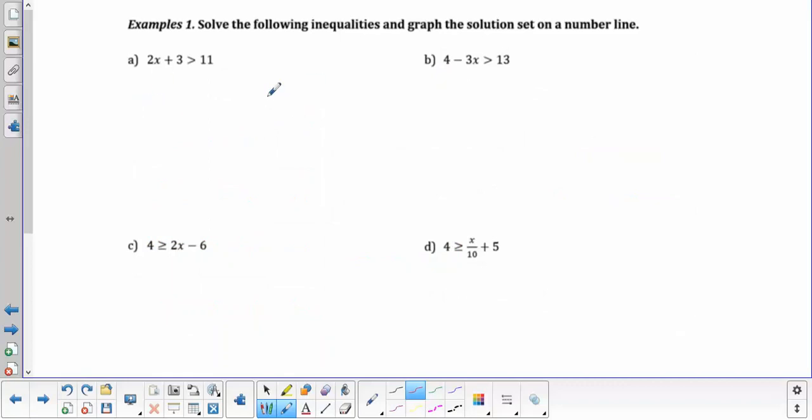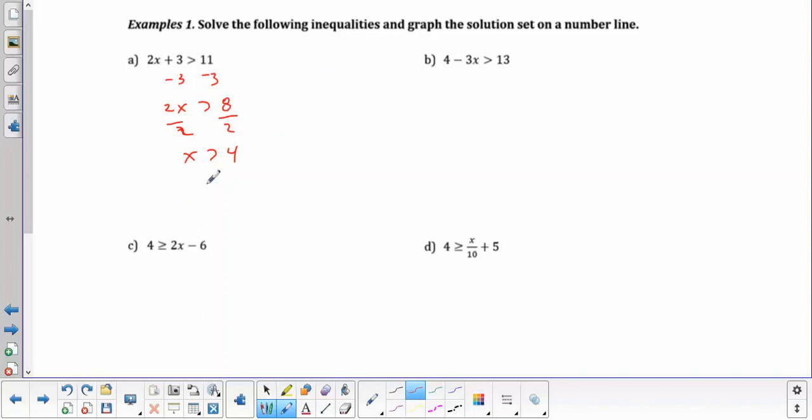Alright, solve the inequalities and graph it on a number line. So these are all two-step equations. So for the most part, we're going to subtract. Let's get that 3 out of the way. 11 minus 3, we get 8. If you notice, I'm solving this just as I would if this said 2x plus 3 equals 11. So don't let this greater than sign throw you off. Now I'm going to divide by 2. Get x is greater than 4. And that's done. That's the solving portion.